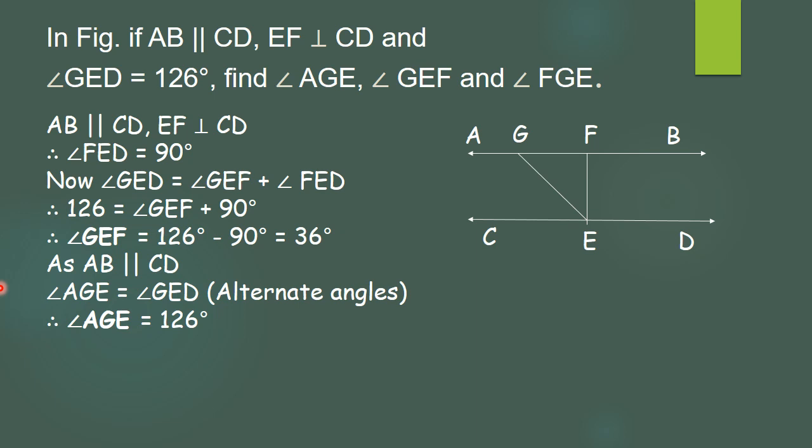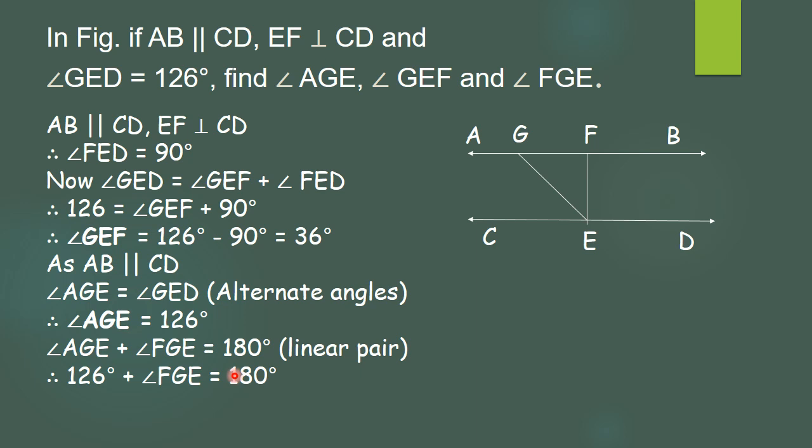Now to find out the angle FGE. As we know this is a linear pair angle. So we can calculate this as AGE plus FGE is 180 as a linear pair angle, and AGE we get as 126, plus FGE is 180, and therefore FGE is 180 minus 126, that is 54 degrees. So we have calculated all three.